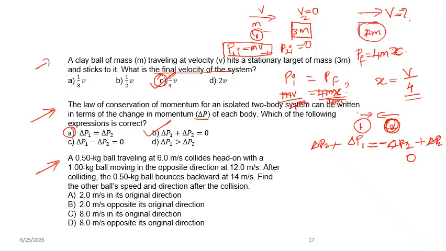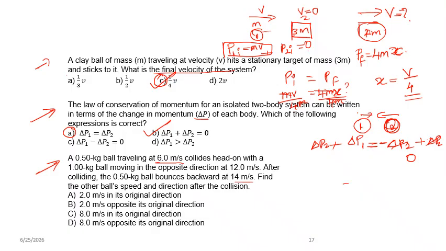A 0.5 kg ball traveling at a speed of 6 meters per second collides head on with a 1 kg ball moving in the opposite direction at 12 meters per second. After colliding, the 0.5 kg ball bounces back at 14 meters per second. Find the other ball's speed and direction after the collision. So, a very good question.